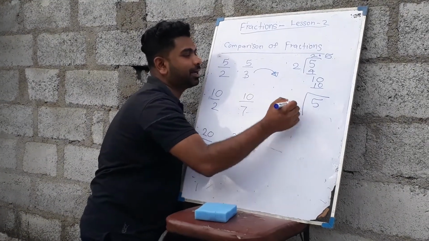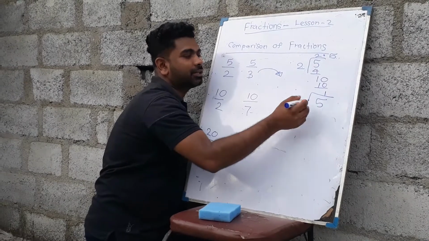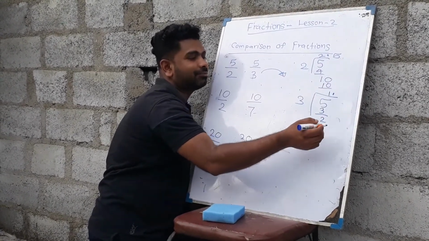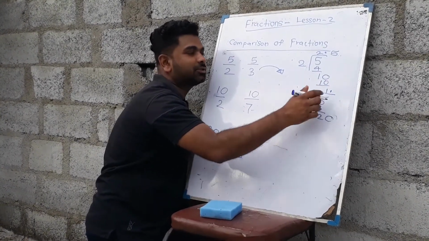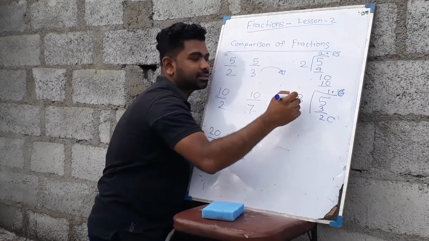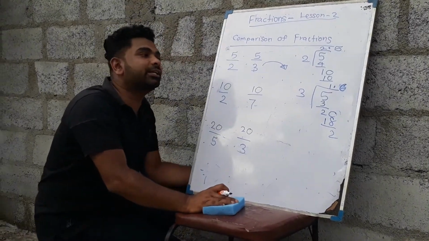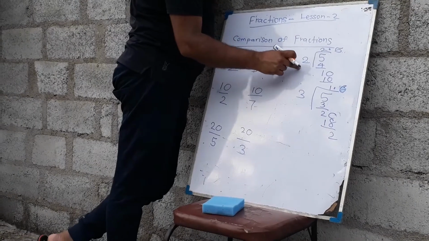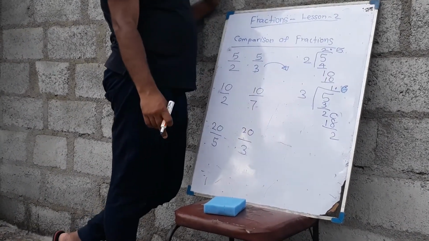5 divided by 3. Then how many 3s are there in 5? So 1. 1 into 3 is 3. What is the balance? 2. We can keep a decimal point and 20, or putting 0 we can write 20. For the 20, how many 3s are there? 6. 6 into 3 is 18. Another remainder will come. You can put a 0 and you can continue the division. But look at this one. Here 2.5, here 1.6, right?